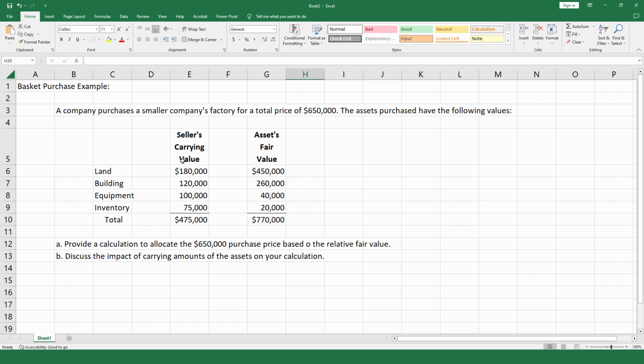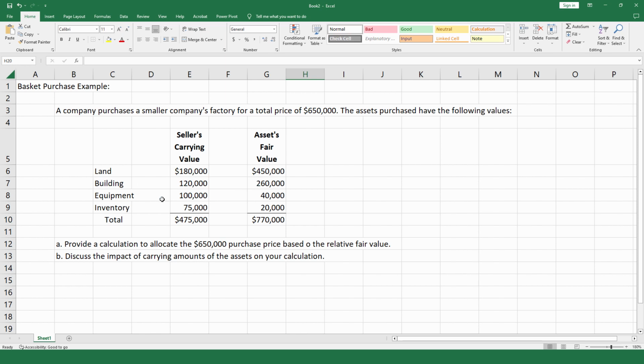We can see the seller's carrying value. This is the accounting value that's placed on the seller's financial statements. For the land, $180,000. But we also have the asset's fair value, $450,000. We have the building with the carrying value of $120,000, but the asset's fair value is $260,000.